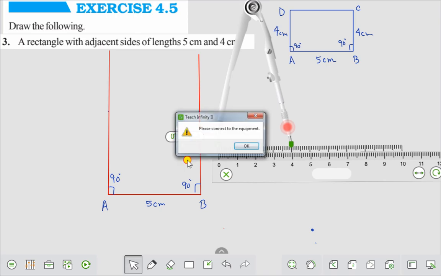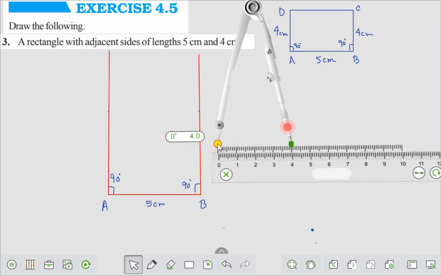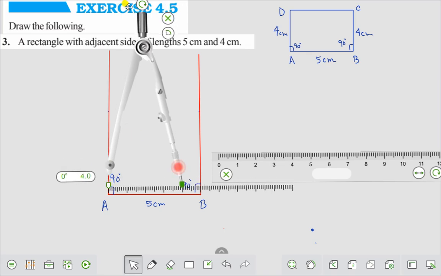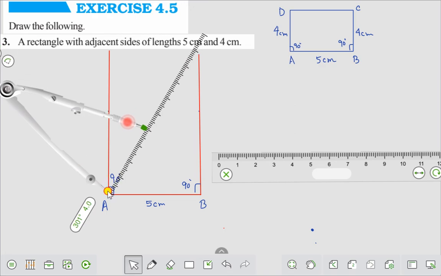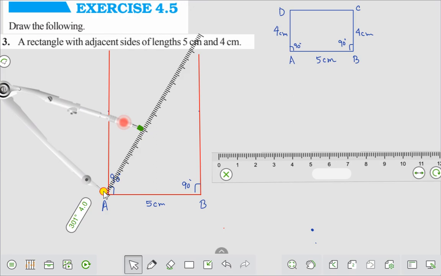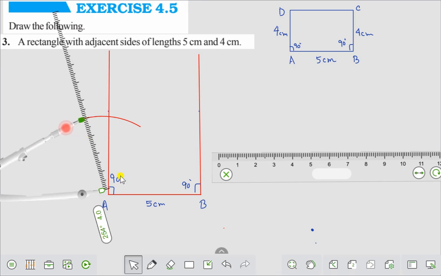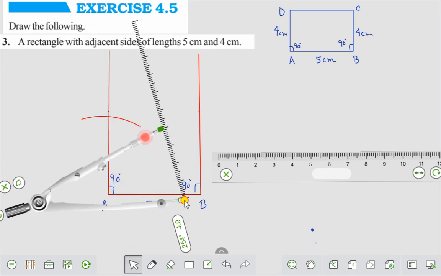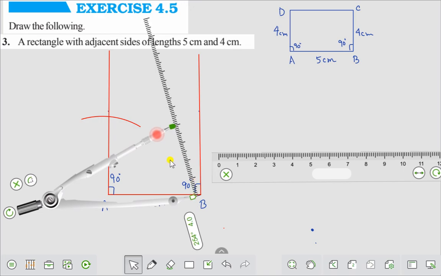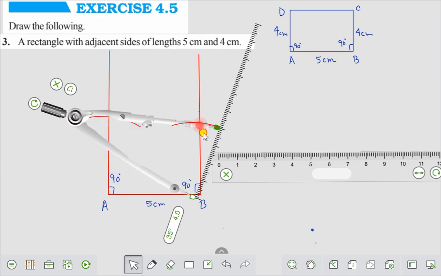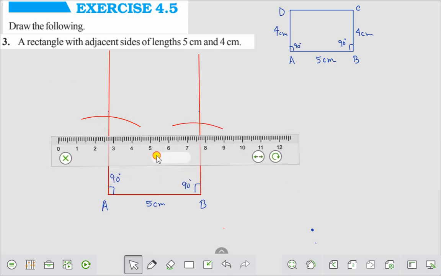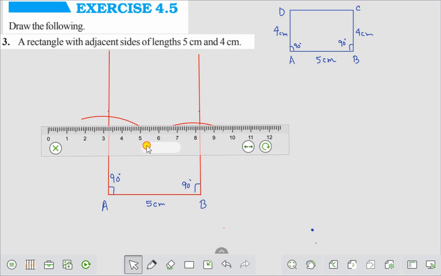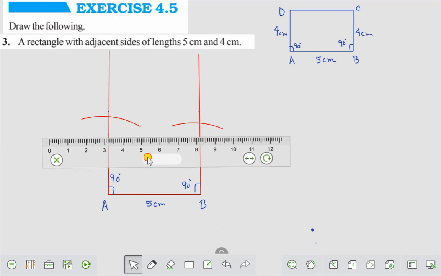With this pointer at point A, make an arc of 4 centimeter. This is 4 centimeter. Again, take this pointer at point B and make an arc of 4 centimeter. Alright, now with the help of the ruler, join the points D and C.